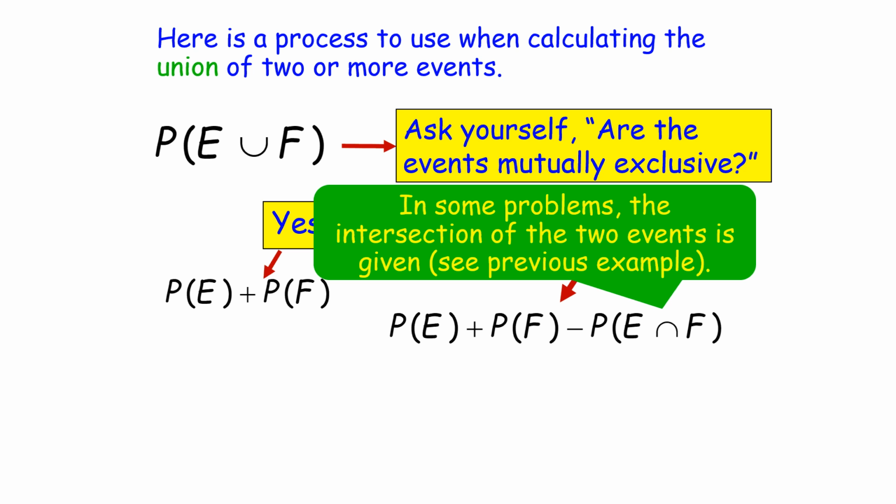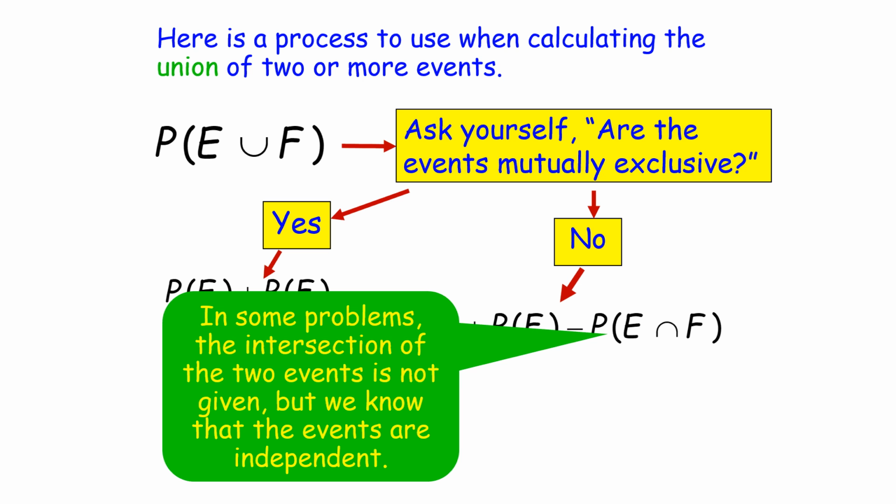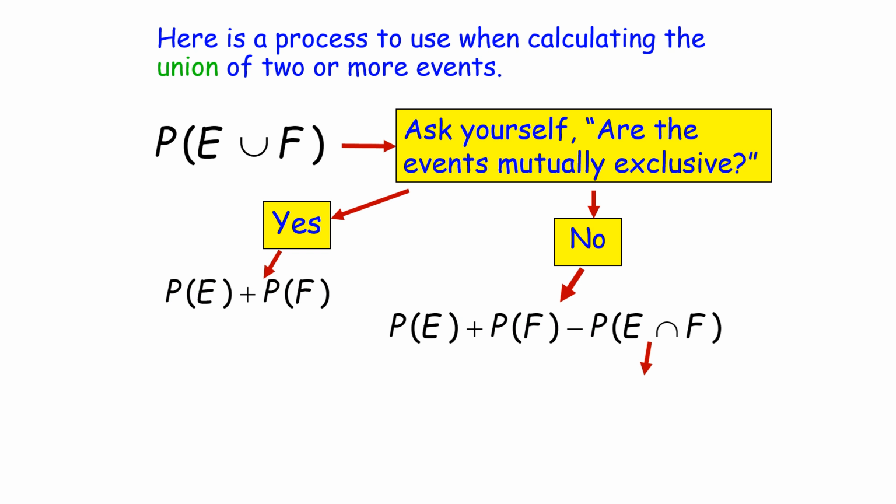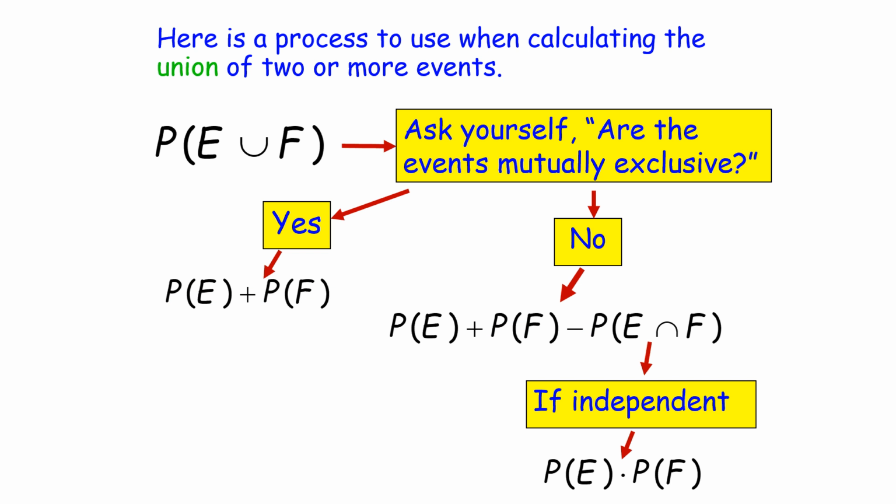Now, in some problems, the intersection of the two events is given, like in what we just did. And in some problems, the intersection of the two events is not given. But we know that the events are independent. So if they're independent, then we're going to take the probability of E times the probability of F to get that value. Let's go through an example.